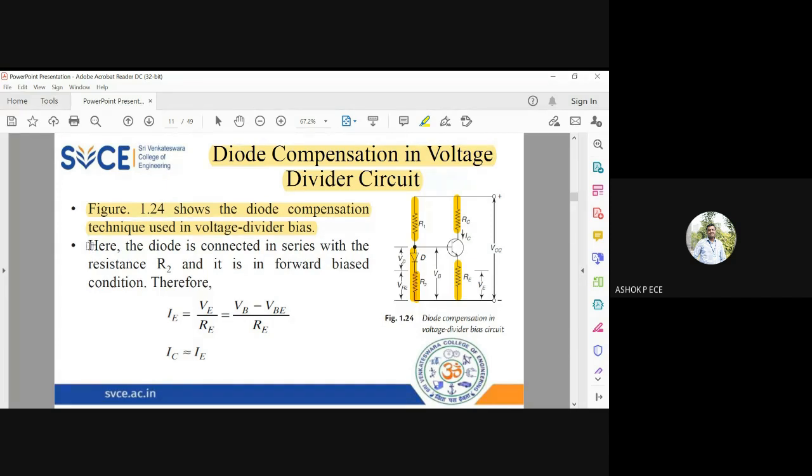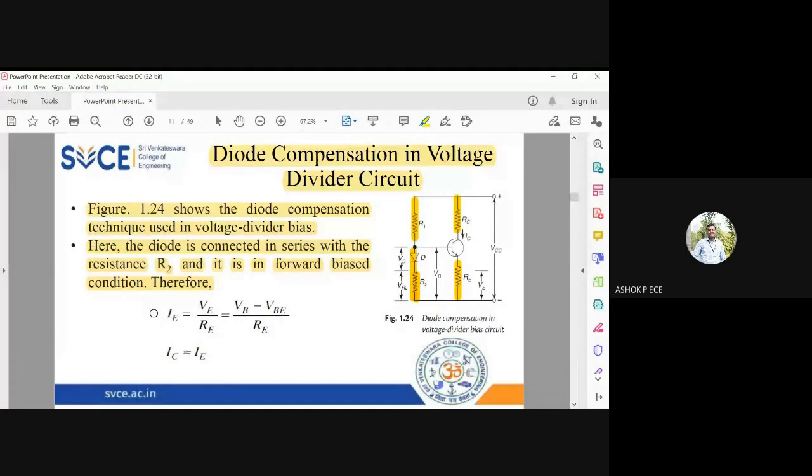Here the diode is connected in series with R2 and it is in forward bias condition. The diode is always forward biased, because here the positive is connected to the plus of VCC, and the negative is connected to the minus of VCC. So the diode is always forward biased.